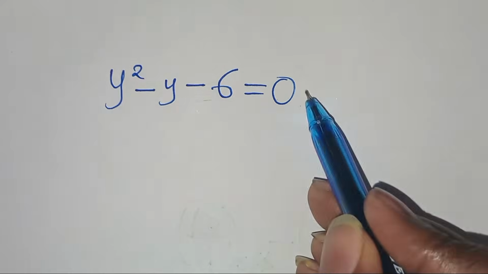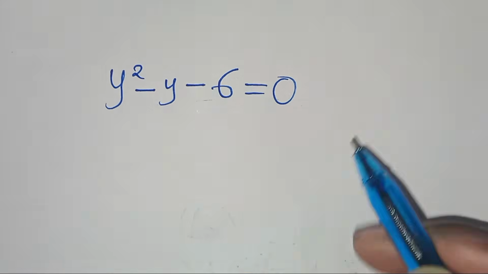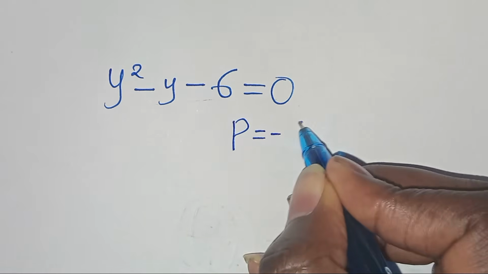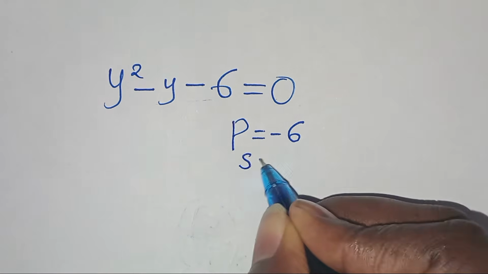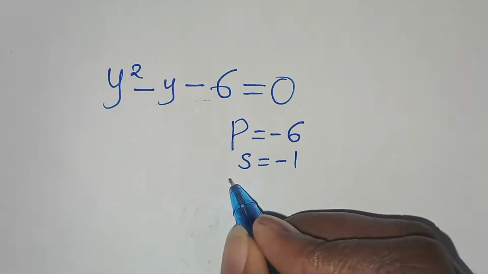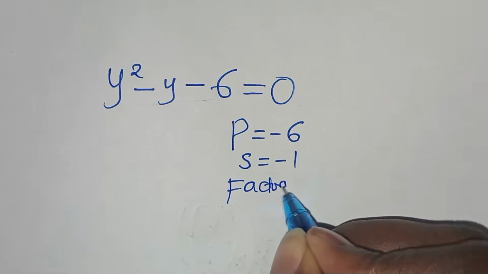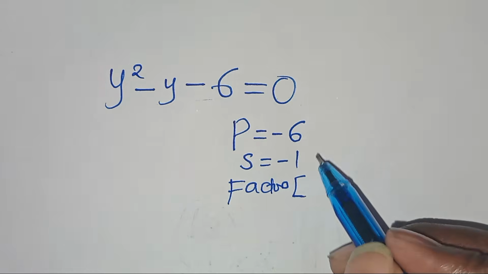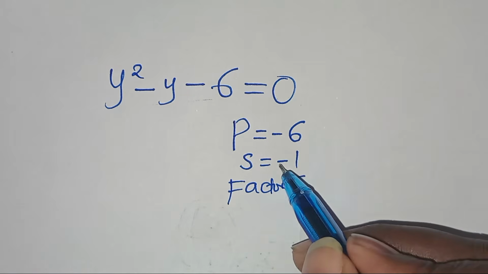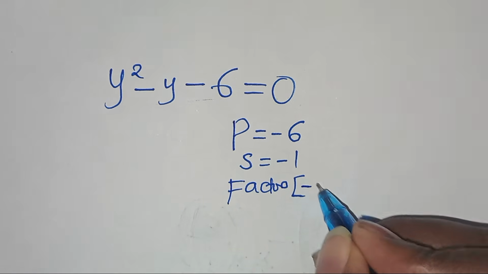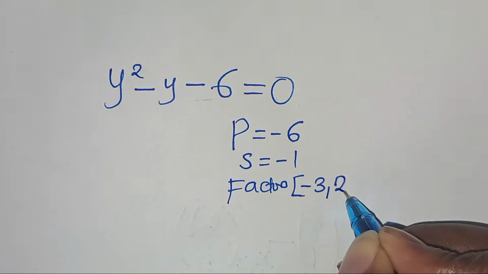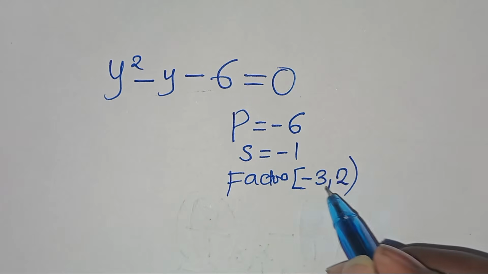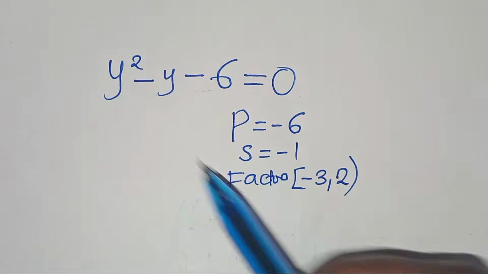Now this is a quadratic equation, and we can solve it by factorization. Remember, the product here is minus 6 and the sum here is minus 1. So we identify those two factors: if you multiply them, you get minus 6, and if you sum them, you get minus 1. So we have minus 3 and 2. Minus 3 times 2 is minus 6, and minus 3 plus 2 is minus 1.